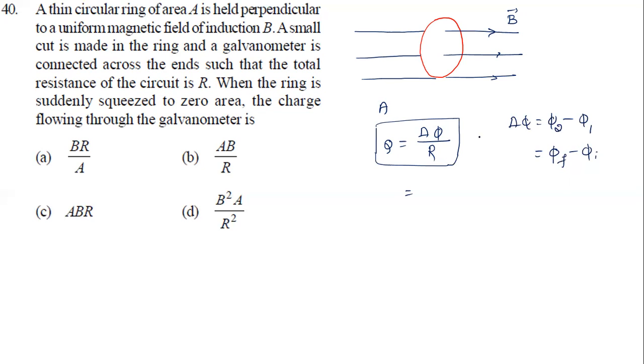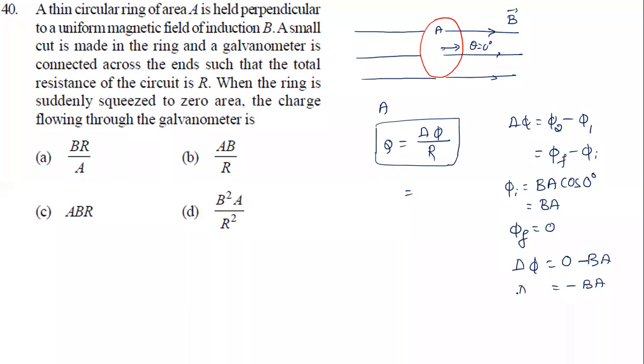Now tell me, how much was the initial flux? The total area of the coil is A and the magnetic field is B. So the initial magnetic flux is BA cos theta, where the angle is 0 degrees because the area vector is in the same direction. So it becomes just BA. Now the final flux: the area is suddenly squeezed to 0, so the final flux is 0. Then delta phi becomes 0 minus BA, which is negative BA. Taking just the magnitude, it becomes plus BA.